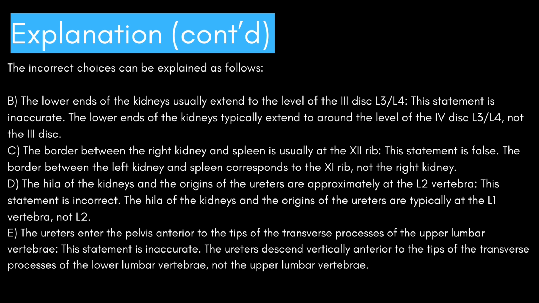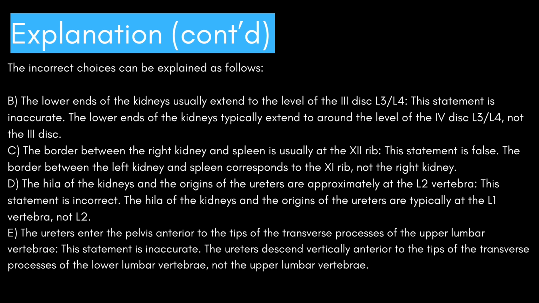C. The border between the right kidney and spleen is usually at the 12th rib. This statement is false. The border between the left kidney and spleen corresponds to the 11th rib, not the right kidney. D. The hilum of the kidneys and the origins of the ureters are approximately at the L2 vertebra. This statement is incorrect. The hilum of the kidneys and the origins of the ureters are typically at the L1 vertebra, not L2.